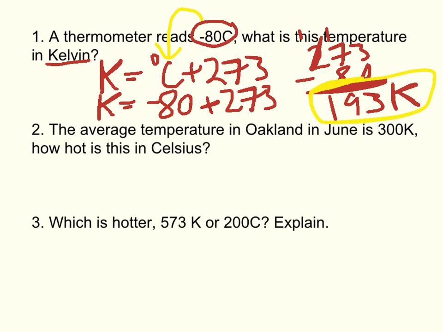Just to refresh, 193 Kelvin is the same temperature as negative 80 degrees Celsius. The numbers are different, but the units are also different. So we're measuring the same object, the same substance. We're just using 2 different units. Now what I want you to do is go ahead, try problems number 2 and 3. So pause the video right now to do these 2 problems by yourself.